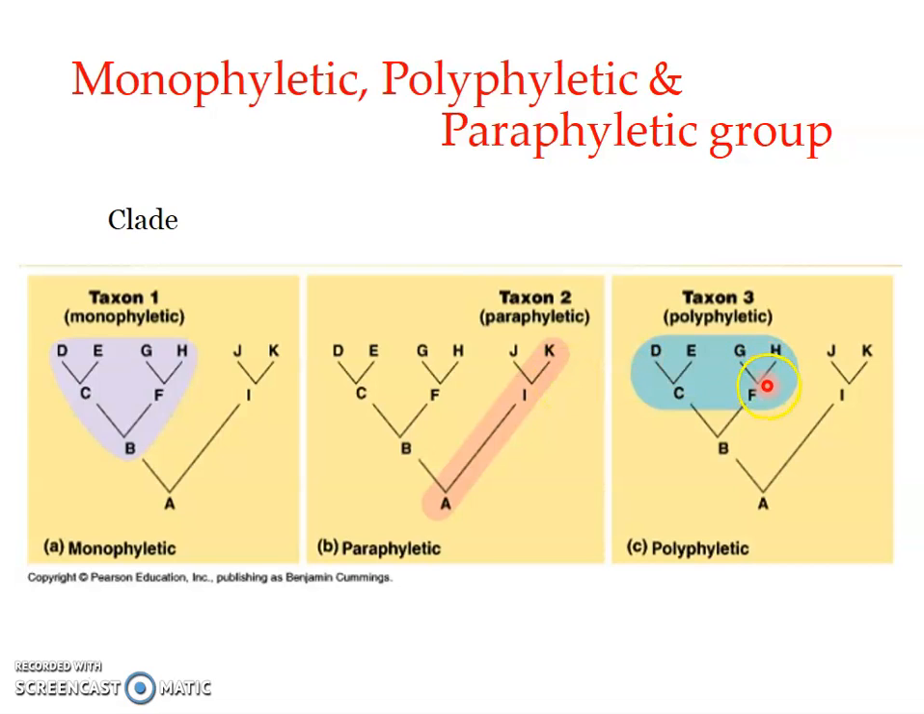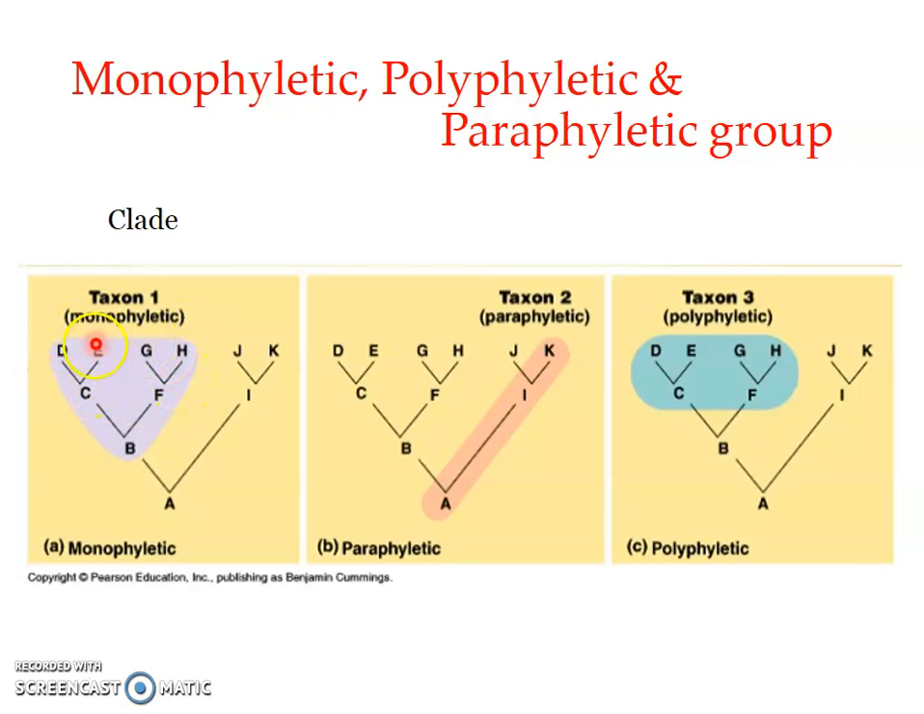Polyphyletic group, when we consider that the common ancestor has not been studied here, D, E and G, H are not so closely related as D and E, and G and H. So these two may be included as separate groups, or they could be subgroups. Clear? So DEGH, if it is a monophyletic group, can be put in a main group.